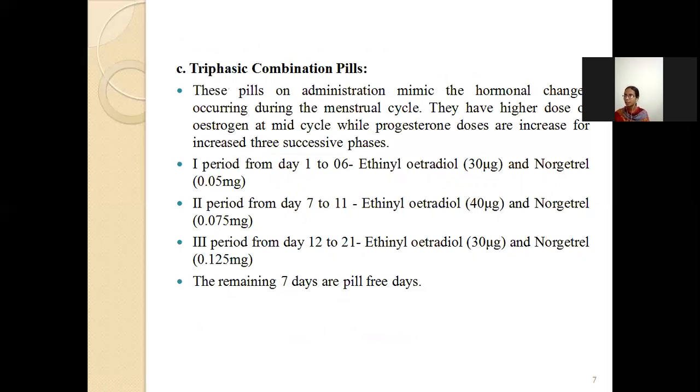This drug is also taken for 21 days. Here the estrogen level is the same in period 1 and 3. But in period 2, it will increase. But the progesterone level goes on increasing over the periods, meaning in period 2, the progesterone dose is more than period 1. In period 3, it is more than period 2. So the dosage of progesterone increases. And also this drug should be stopped after the 21 days, and should not be taken for the 7 days for the menstrual cycle.